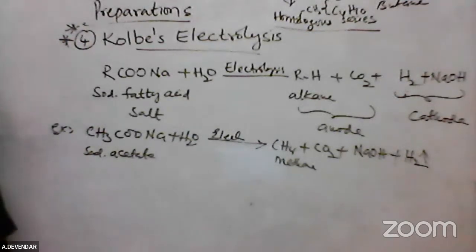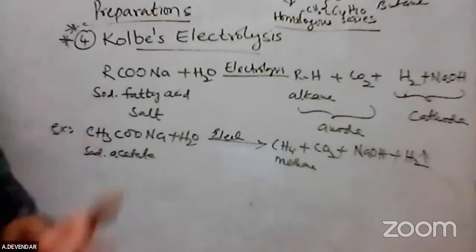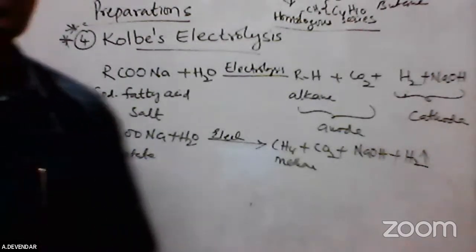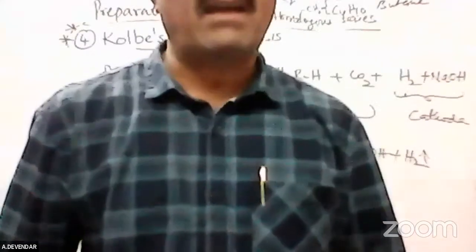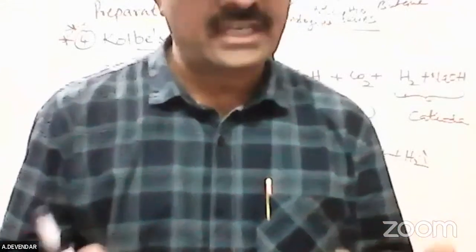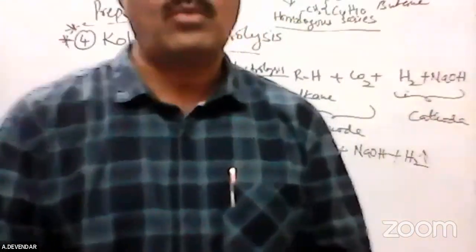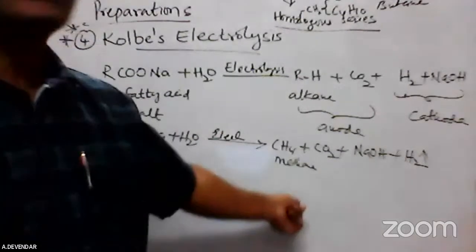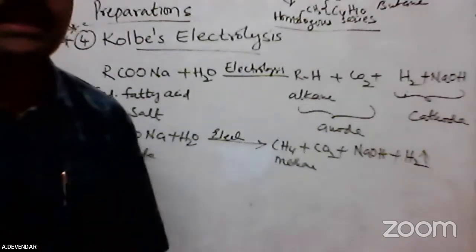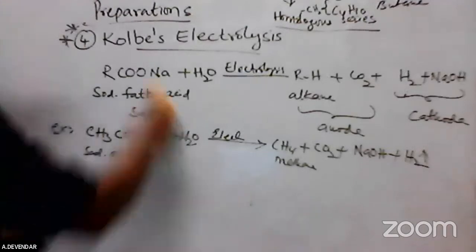It is an extra method I added, but in the examination they may ask a separate 5-mark question: what is Kolbe electrolysis, give the equation. Kolbe electrolysis is where monocarboxylic fatty acid salts are electrolyzed, giving saturated hydrocarbons. That is the main concept. From this process you get alkanes, whatever alkanes you require. This is about the four general methods of preparation of alkanes.